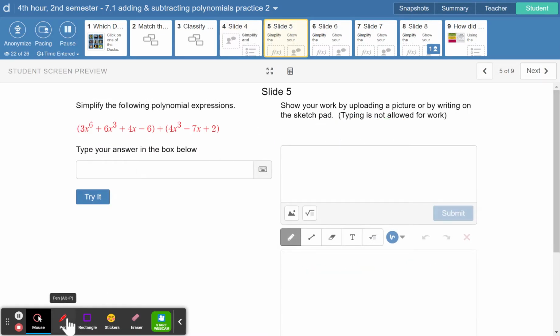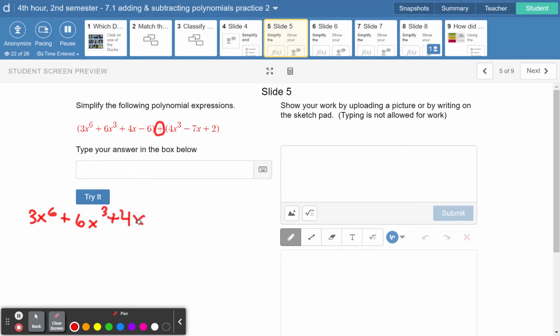Now for number 5. Number 5 has this plus sign. When there's a plus sign, we just rewrite the whole problem. And then we combine it like slide 4. We want to look at the biggest exponent first. Biggest exponent is 3x to the 6. There is no more x to the 6, so we're going to rewrite it. Then go down the line.